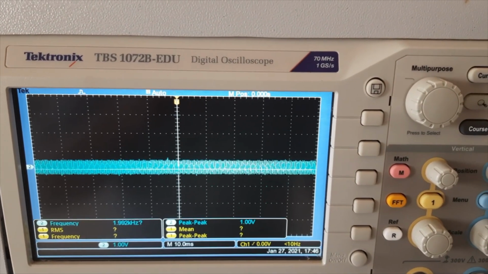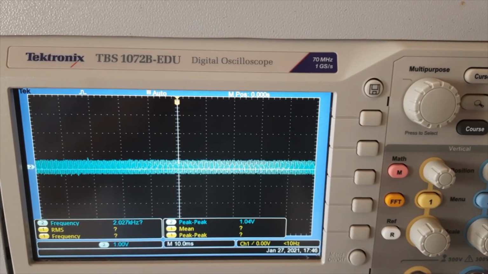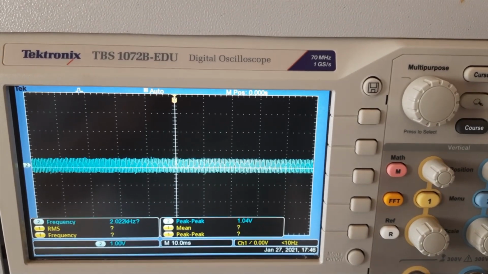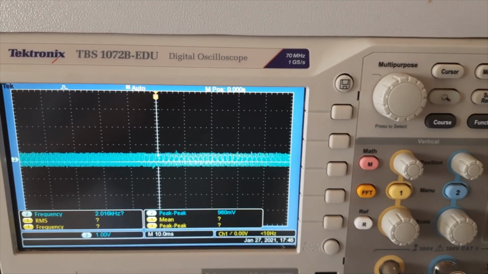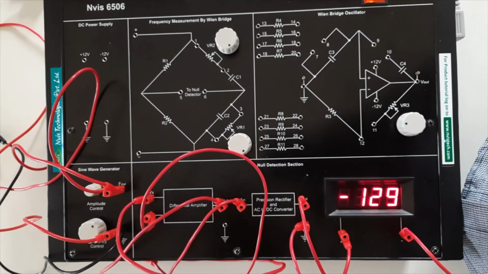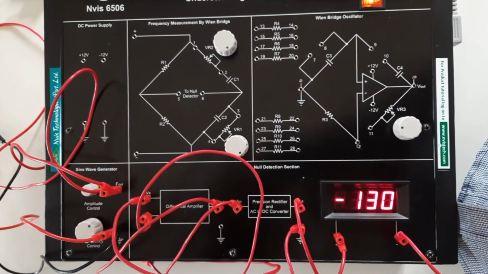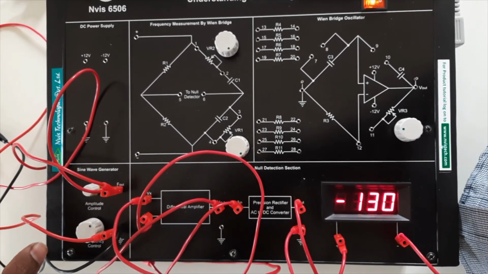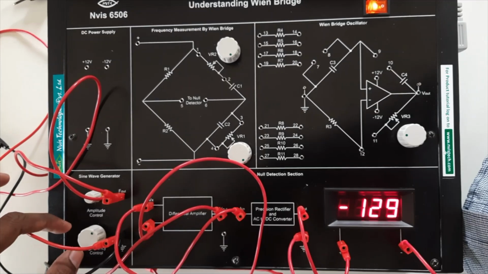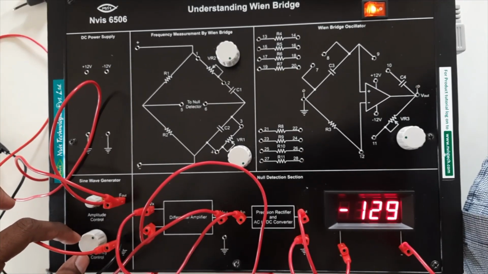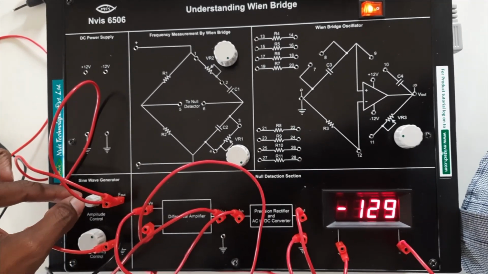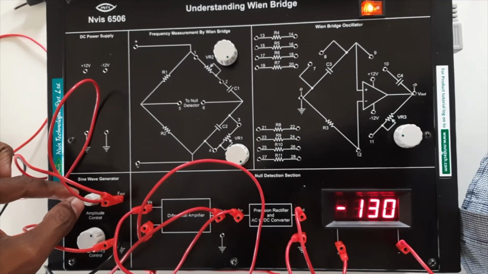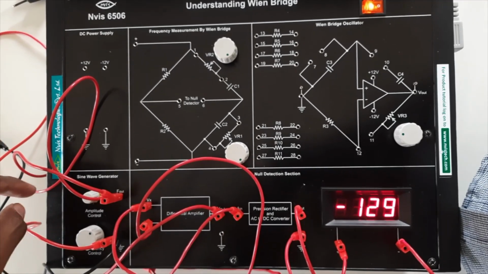So now I am applying the frequency of 2 kHz and we are keeping the peak to peak amplitude as 1 volt only. So as I already told, the frequency is set for 2 kHz. That is done by varying this frequency control knob. Okay, if you want to change the amplitude, you can use this.